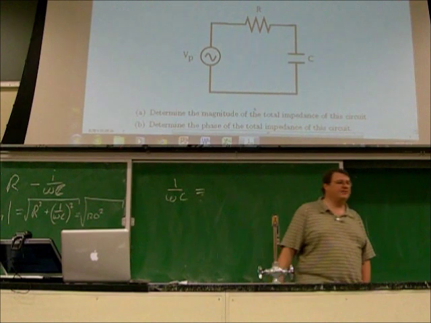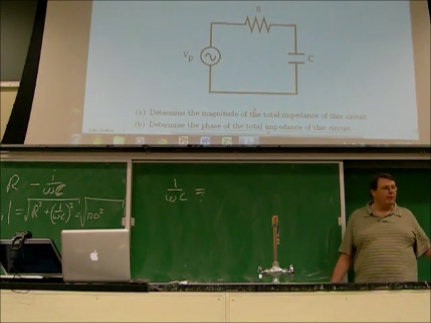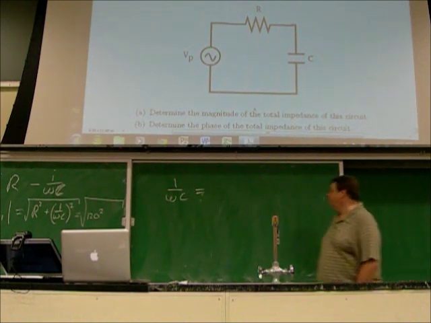So what's 1 over omega C? Well, what's omega? We're told we have 120 ohms, and we're told we have 3 × 10⁻⁹ farads, which is 3 nanofarads. We're told we have a peak voltage from the power supply of 10 volts, and a frequency of 500 kilohertz. What's omega? 2 pi f.